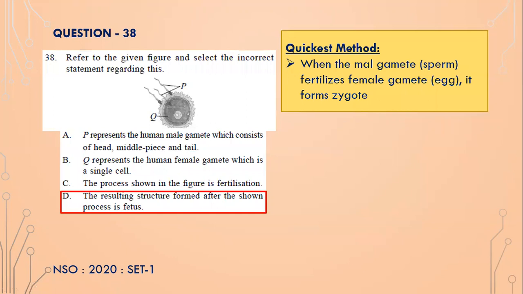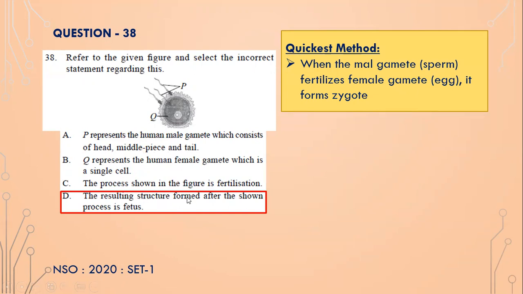Refer to the given figure and select the incorrect statement regarding this. P represents the human male gamete, which consists of a head, middle piece, and tail. Sperm, correct. Q represents the human female gamete, which is a single cell. The female egg, which is a single cell, is true, isn't it? The process shown in the figure is fertilization. When the sperm is trying to enter the egg, it is called fertilization.